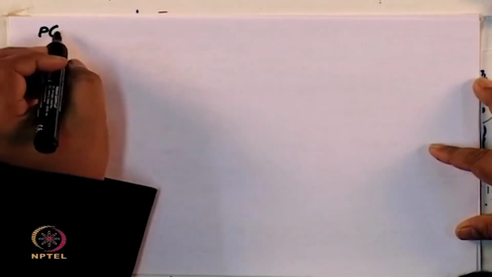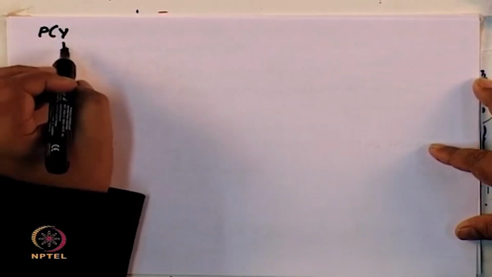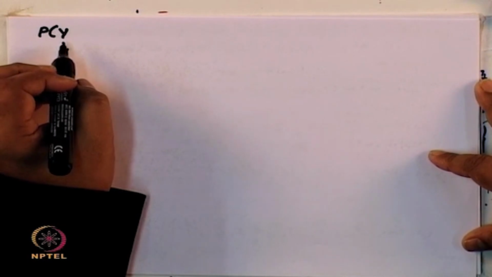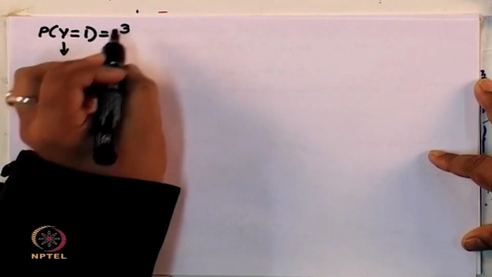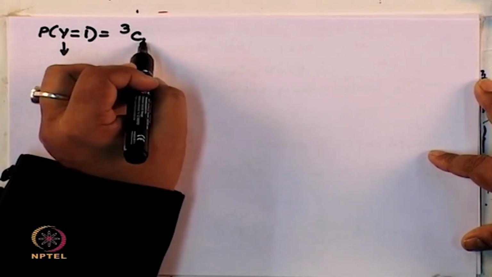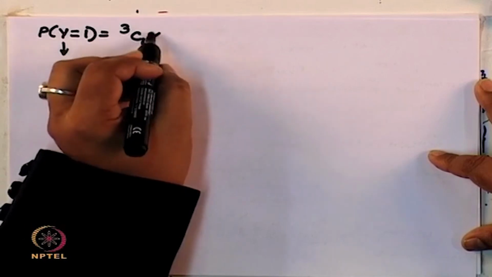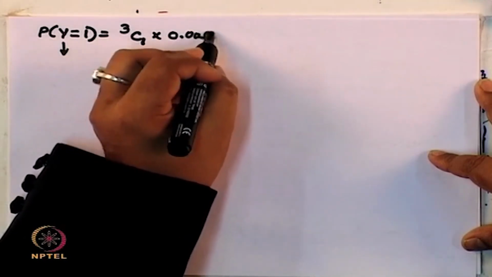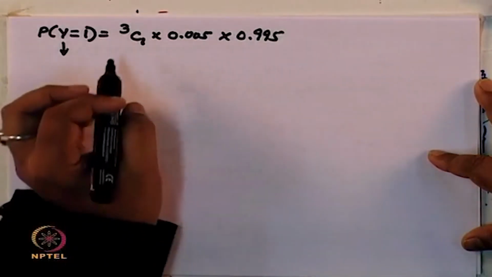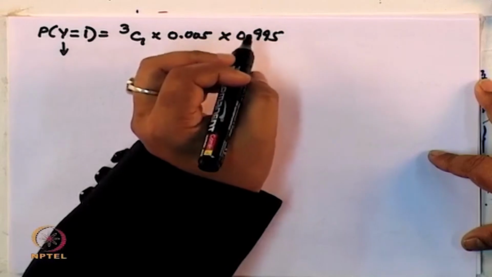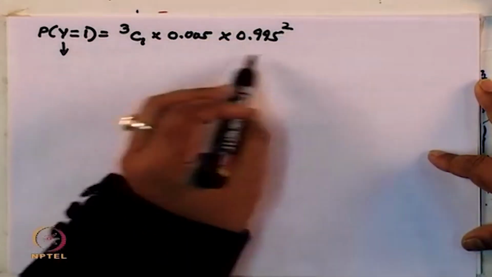So what is the probability that I have to return 1 package from 3 packages? That probability is the probability of y, where y is the random variable for the number of packages returned. So we need to calculate the probability of y equal to 1. The total number of packages is 3, so 3C1 into 0.005 into 0.995 whole square. Okay, this is how you do it.